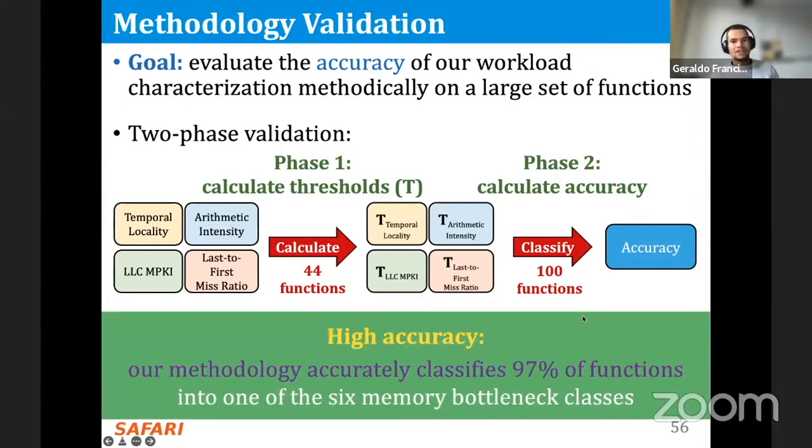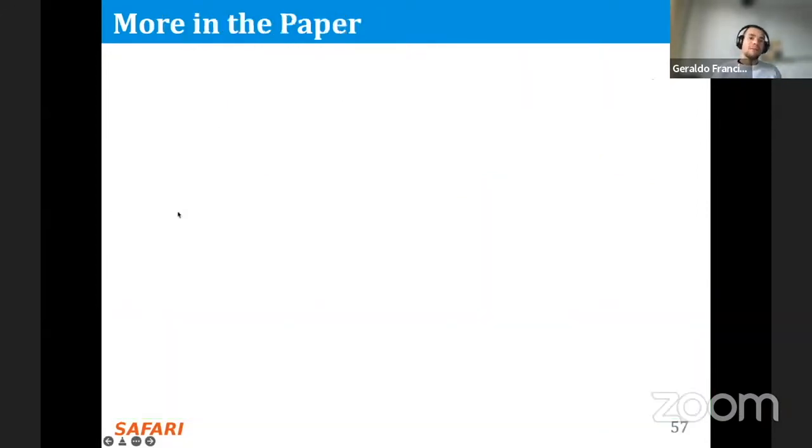By applying such validation methodology, we find that we can correctly classify 97% of the 100 memory bound functions into one of the 6 memory bottleneck classes. We expect that the accuracy of our methodology can be further improved by incorporating more workloads into our workload suite and fine-tuning each metric to encompass an even larger set of applications. So we have much more analysis in our paper that is not here in this presentation, which I'm going to list next.